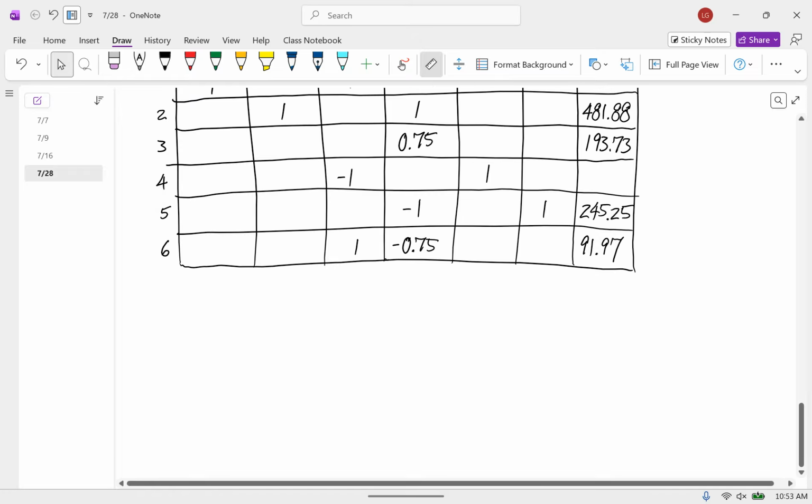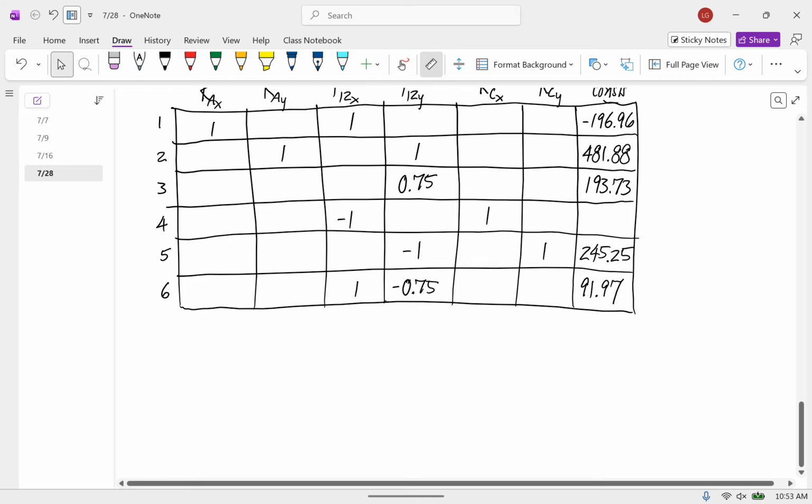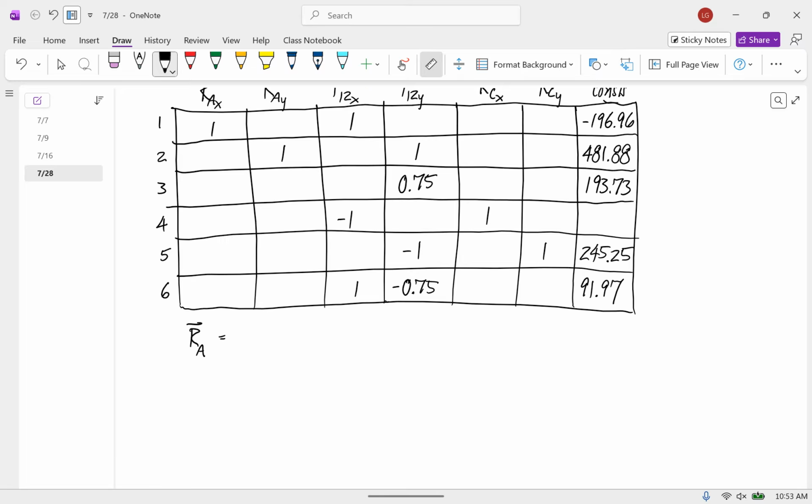I'll write out what I get here. For RA, I got -482.66 and then 223.57. For F12, I got 285.7, 258.31, and I'll just write it down.